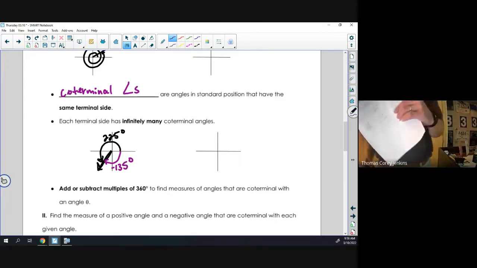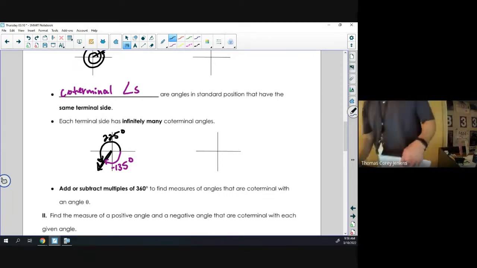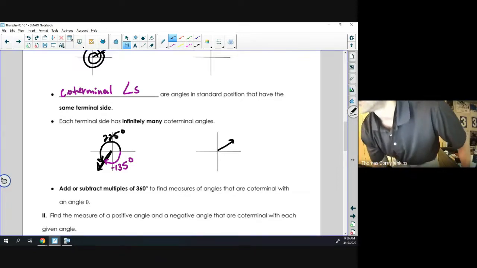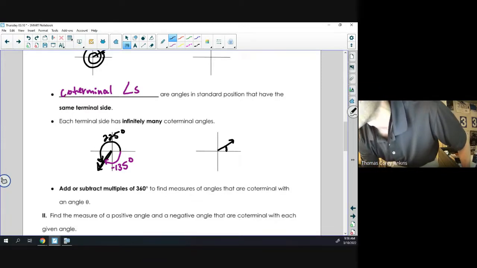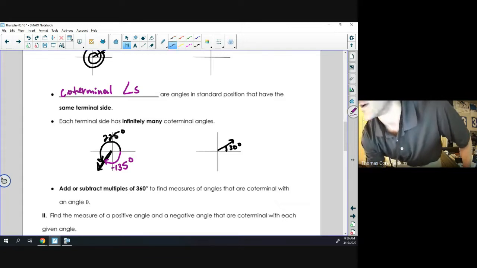Another way you could think about it is, what if they were both positive? So say we draw this ray right here. So we could make one angle, say 30, and then we could make another angle. We could just go around and do 30 more, right? So we could make the other one.